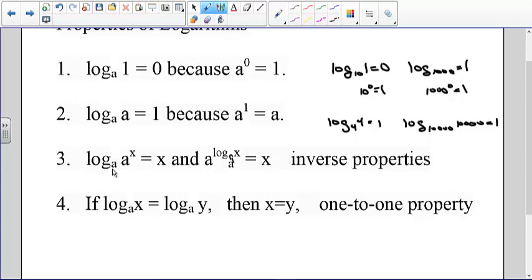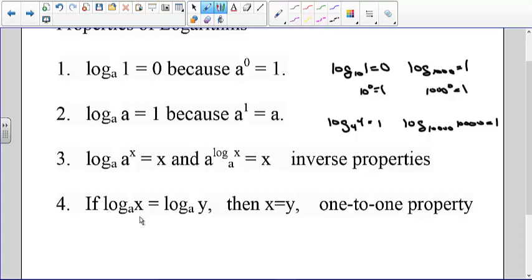Because the logarithm and the exponential function are inverse functions of each other, we can say that f of g of x and g of f of x equal x. So the logarithm base a of a to the x is just x, and a raised to the logarithm base a of x is x. So this is f of g of x equals x, and this is g of f of x equals x.